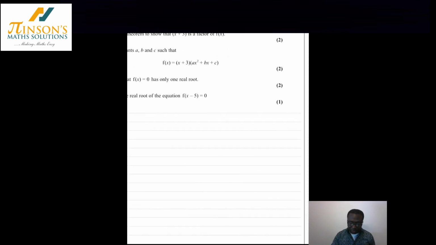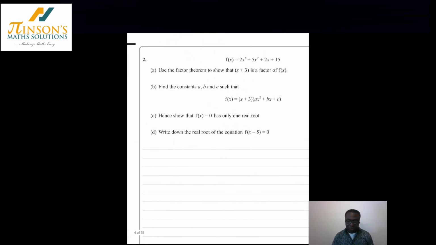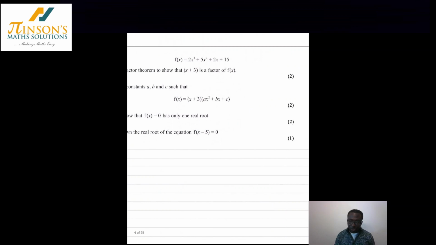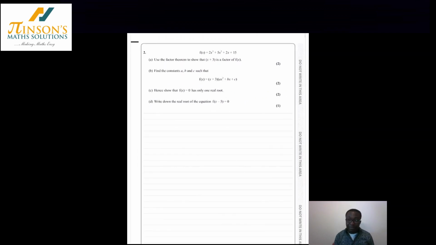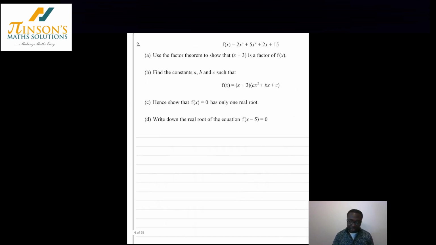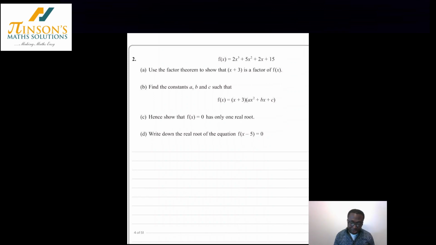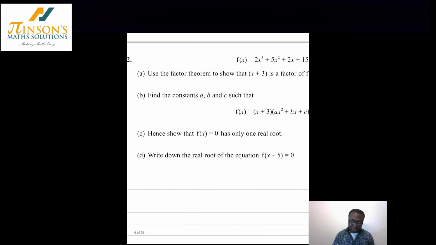Now I come to question 2. By all means, pause the video and have a go. Look at the marks that are awarded each time. It helps you to know how much time you should spend and how much time you should not spend. For question 2, it says that here's a function, use the factor theorem. The factor theorem simply means we should be substituting numbers into the question.